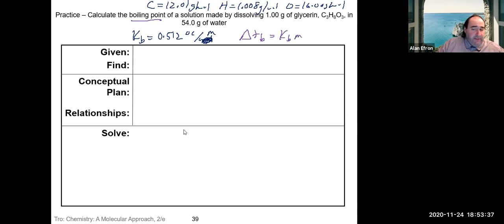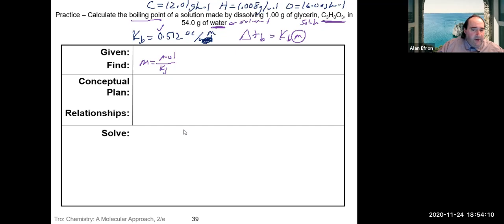We have glycerin, which is our solute, also molecular here, not ionic. We do have our KB that we could look up since we are using water as our solvent. So we have the KB value for water. We can figure out our molality in this particular case. Since this is our solute and that's our solvent, we could calculate the molality, which is going to be our moles of solute over kilograms of solvent.